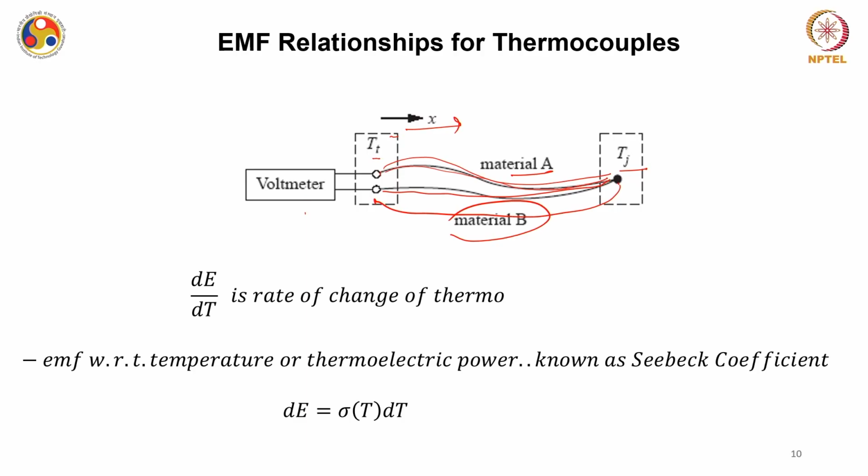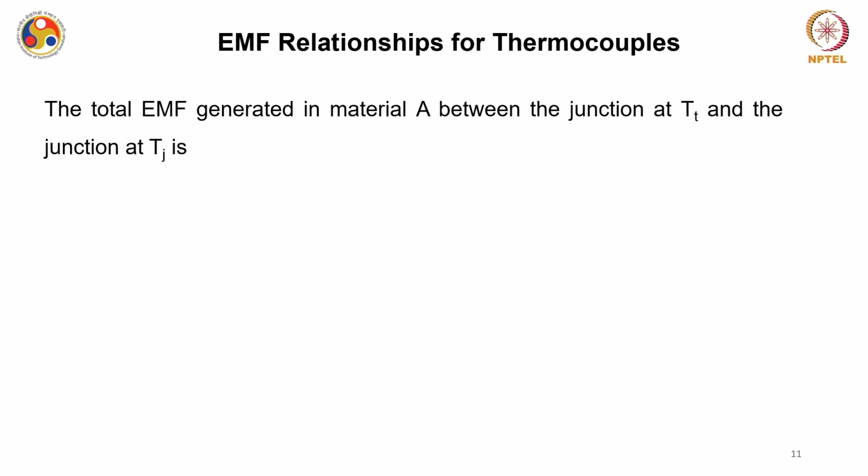In this case, dE/dT is the rate of change of thermo EMF with respect to temperature, or we can call it thermoelectric power. Now this dE/dT is basically the Seebeck coefficient that we were talking about in the previous slide. So if I denote the Seebeck coefficient by sigma, which is of course a function of temperature, I can write that sigma(T) is equal to dE/dT, or dE is equal to sigma dT, where sigma is a function of temperature.